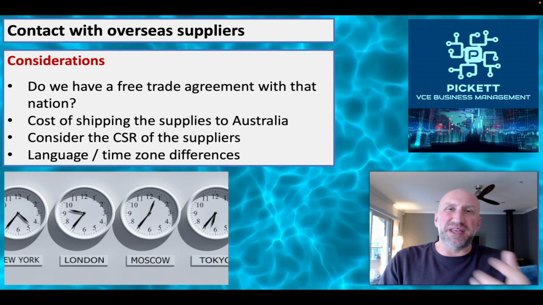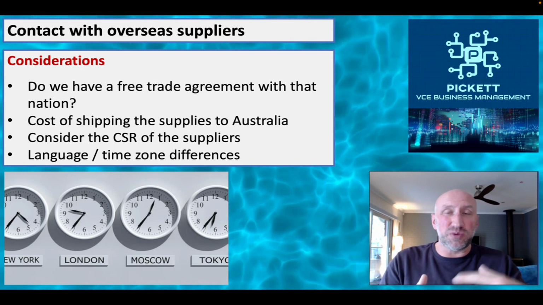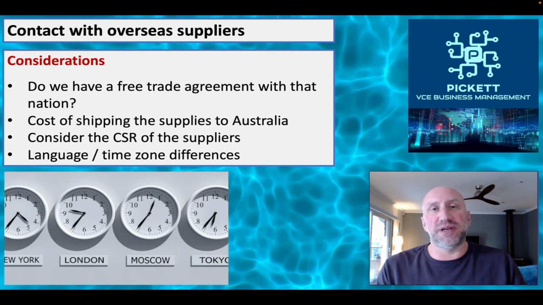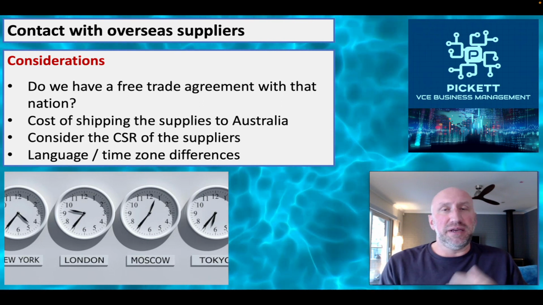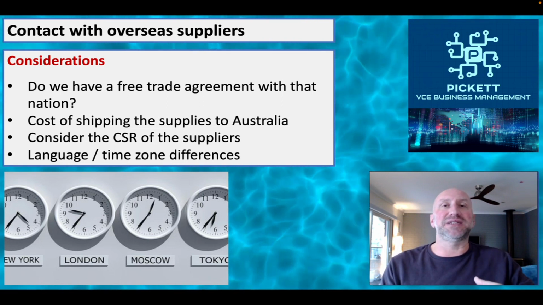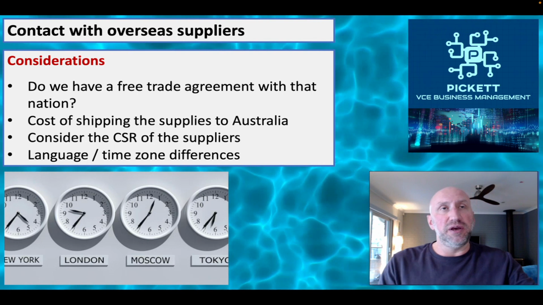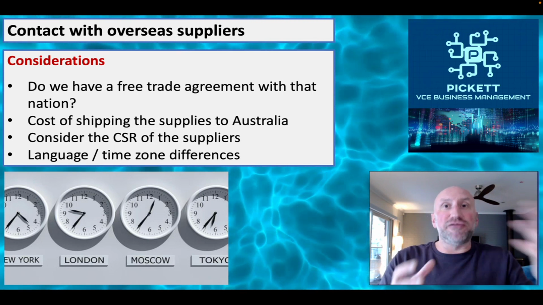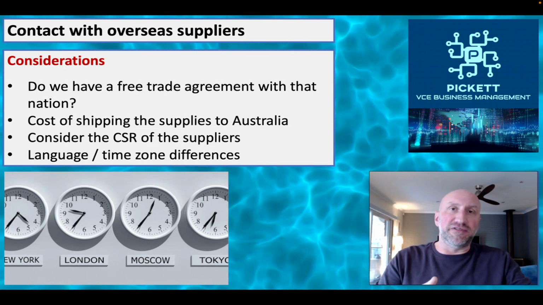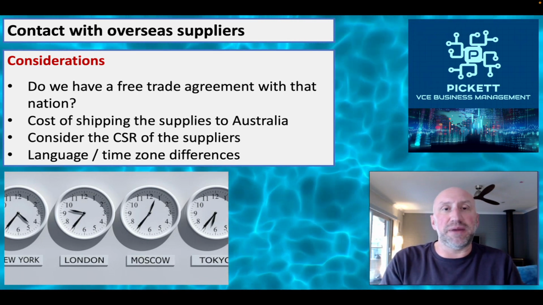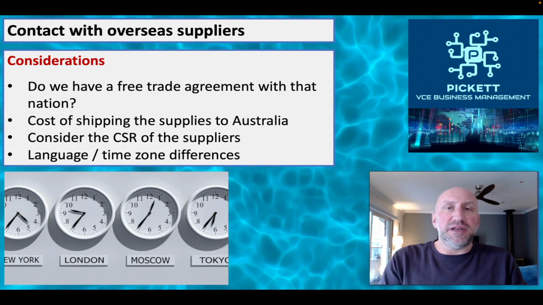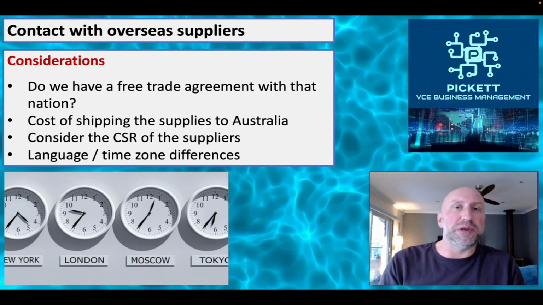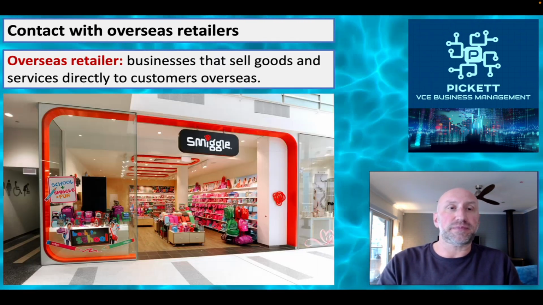So you need to think about the ability to actually trade with the countries that you're looking at sourcing supplies from. You need to think about the cost of shipping the supplies back to Australia. While you might be able to access cheaper supplies in another country, once you've paid for them to be shipped back down here, is the overall cost now more than if you'd got them from within Australia, maybe. So again, you need to balance all that up. And again, think about language and time zone differences, which we mentioned when we were looking at suppliers as well.